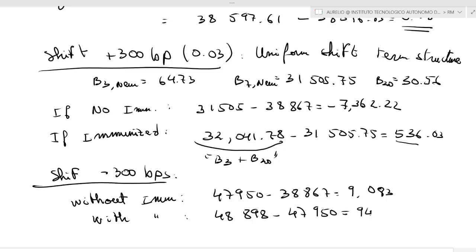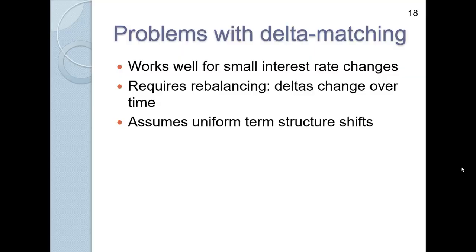So note that in this case, had I not immunized, I would have made money. However, this is not important because the goal of my firm, if you think the goal of Coca-Cola is not to make money by assuming interest rate risk. The goal of Coca-Cola is to make money by selling Coke. So that's the reason that we immunize, so that when the interest rates change up or down, I end up, well, in this case, I ended up with positive values, but the point is that the portfolio value is not changing by much. There's some problems with delta matching.